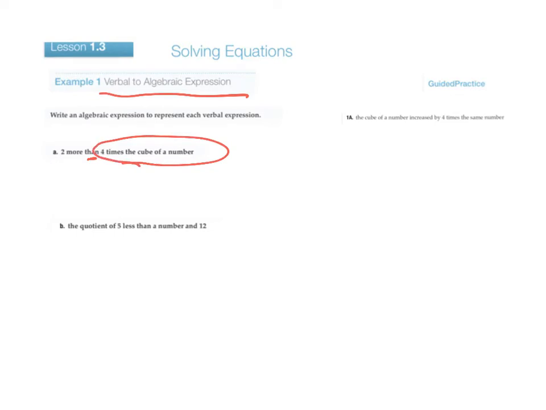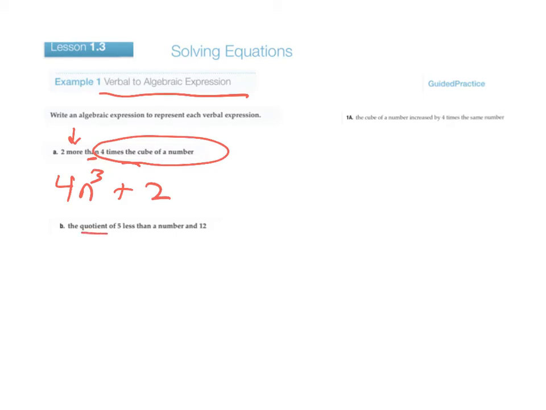your expression. So if I see 2 more than 4 times the cube of a number, I'm going to write 4 times the cube of a number. So 4 times, and I'm going to cube a number, that's n^3. That's going to be written first, and then I look at the word before than, tells me where I'm adding, subtracting, multiplying, dividing. More means adding, so I'm going to add 2.